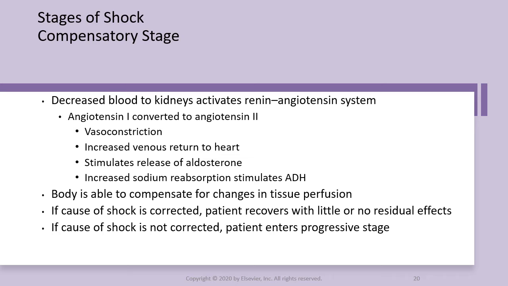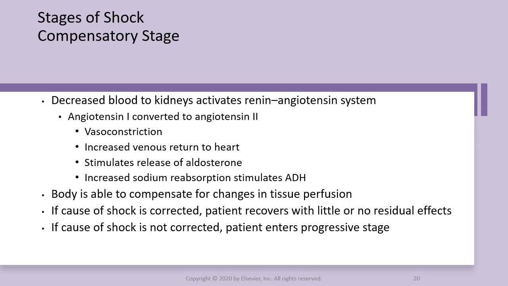Decreased blood flow to the kidneys activates the renin-angiotensin system. Renin stimulates angiotensinogen to make angiotensin 1, which is then converted to angiotensin 2, a vasoconstrictor that causes both arterial and venous vasoconstriction. The net result is an increase in venous return to the heart and an increase in blood pressure. Angiotensin 2 stimulates the adrenal cortex to release aldosterone. This results in sodium and water reabsorption and potassium excretion by the kidneys.